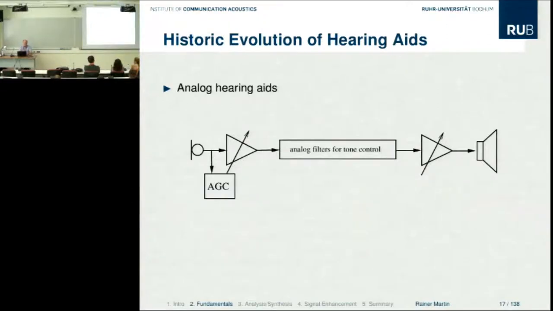You need to amplify sounds at different frequencies by different levels in order to compensate for the hearing loss. There is usually some gain control attached to the microphone, in order to compensate for different levels of sounds around you in the environment. And here, the amplification and the receiver or the loudspeaker. In the hearing aid domain, sometimes people talk about the receiver here.